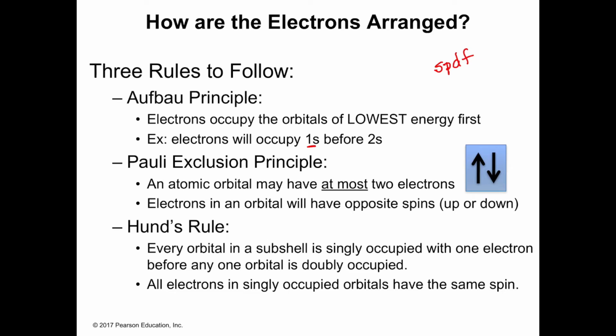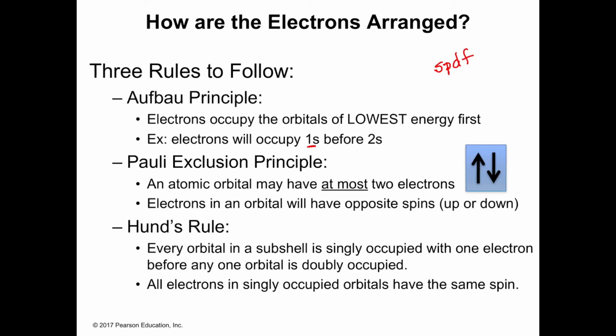So if one of the electrons is up, the other one has to be down so that we can tell them apart. And then we have Hund's rule, which says that every orbital in a subshell is singly occupied with 1 electron before any orbital is doubly occupied. So this means, like for a p orbital, there's going to be 3 p orbitals, and we will put 1 electron in each of those p orbitals before any of them get 2. And it says that all electrons in singly occupied orbitals will have the same spin. So if you have, say, 3 electrons, 1 in each of those p orbitals, then they will all be spin up, or they will all be spin down.